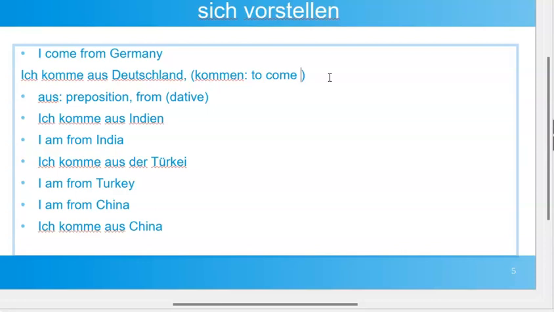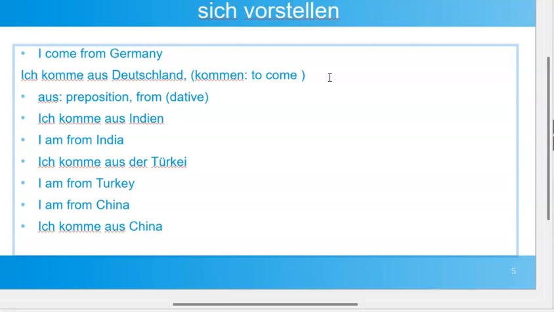So if you have to describe your country of origin or a place from where you are coming, you will say Ich komme aus Deutschland. Now German is a very precise language and it has a lot of articles: der, die, das. There are some countries which have a feminine article, and some which have a masculine article. So depending upon what the article is, we have to formulate these sentences accordingly.